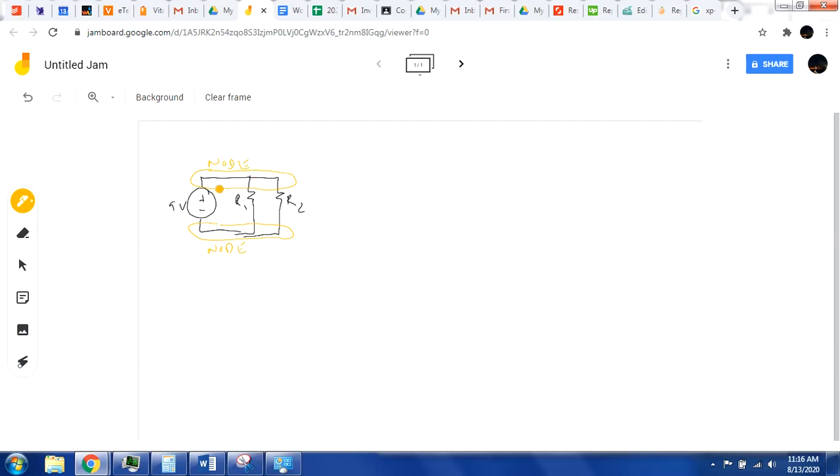And same with this guy down here. This is another node. So what makes these parallel is that they share the same two nodes. And what that means is all of these have the same voltage drop across them. Whether it's R1, R2, doesn't really matter. Because they share these two nodes and they're in parallel, they all have the same voltage across them.